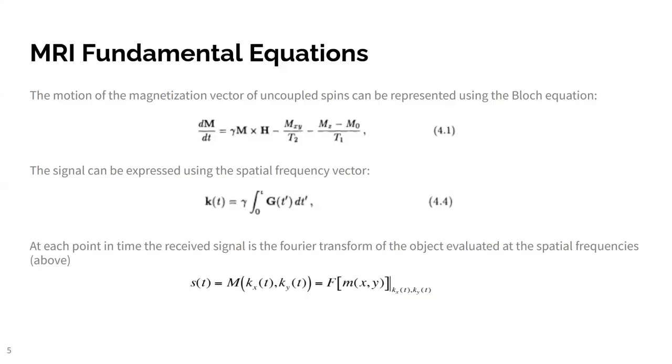Here, G(t') is the time-dependent spatial encoding gradient, which imparts differing phase shifts to spins at different spatial locations. This equation shows that the time variation of the spatial frequency vector is determined by the integral over the gradients. And the third equation shows that at each point in time, the received signal is the Fourier transform of the object evaluated at the spatial frequencies above. Thus, the gradients control our position in K-space. The design of an MRI pulse sequence requires us to efficiently cover enough K-space to form our image.